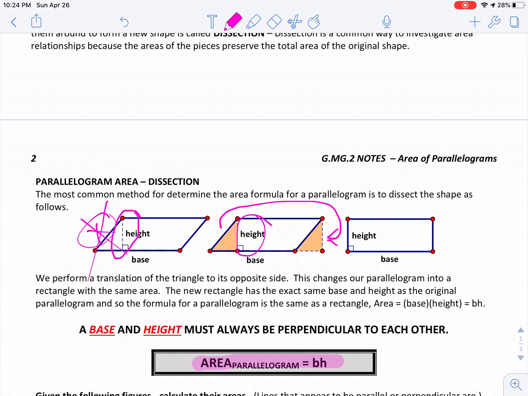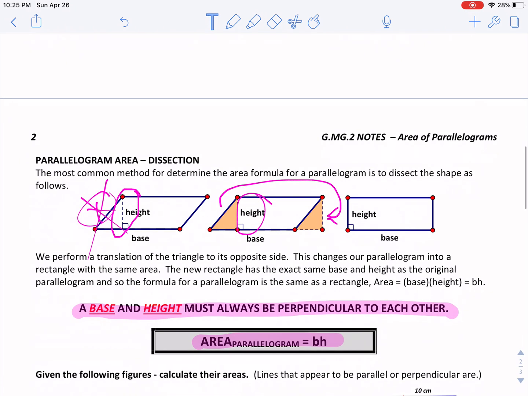So what we're saying is a parallelogram is no different than a rectangle. It's still base times the height, except that the height of a parallelogram, if there are no right angles, is not one of the sides. So we have to find it. It's that little distance going up right there. Notice, once again, the height and the base must always be perpendicular to each other.